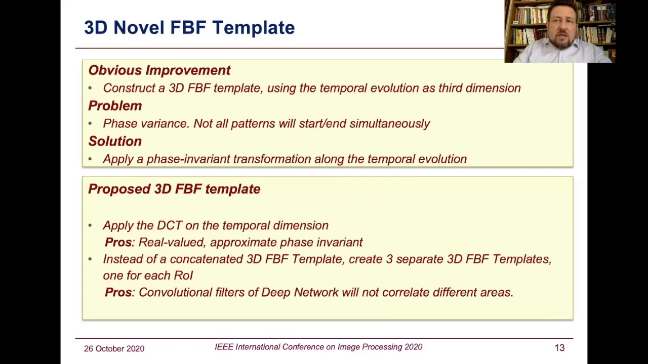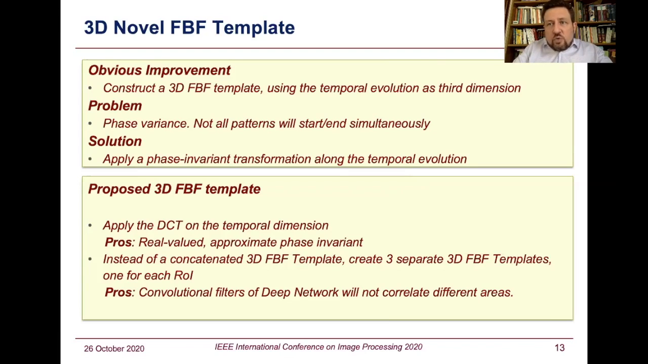And a good candidate is the DCT transform, the discrete cosine transform, which is approximately phase invariant and is real valued, so we don't have complex values here, and it will do our job. The other thing is the concatenation of the three areas.